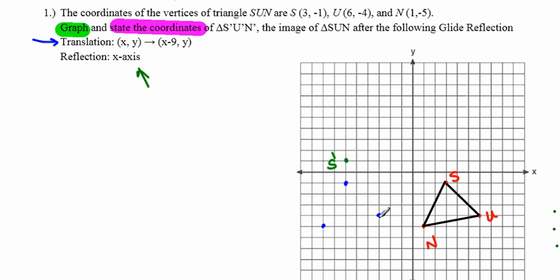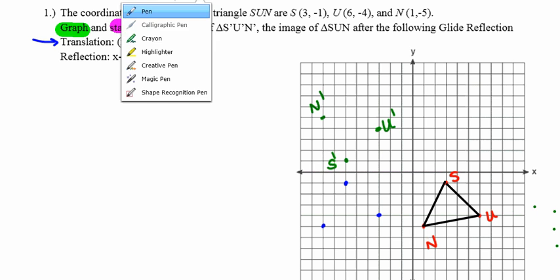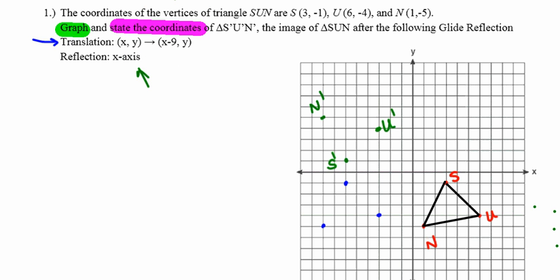This blue point here represented point U, shifted 9 units to the left. When I reflect it across the x-axis, I end up here, my ultimate destination, point U prime. And likewise, this was my representation of N, shifted 9 units to the left. If I reflect that over the x-axis, I end up right there. Again, I'm going to grab my ruler and play connect the dots and draw my new triangle.